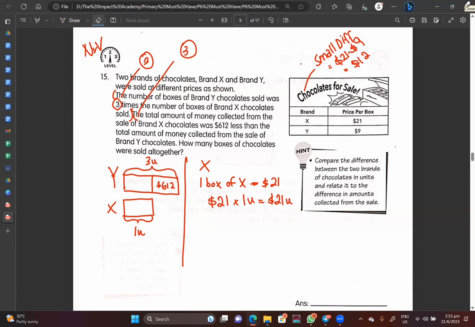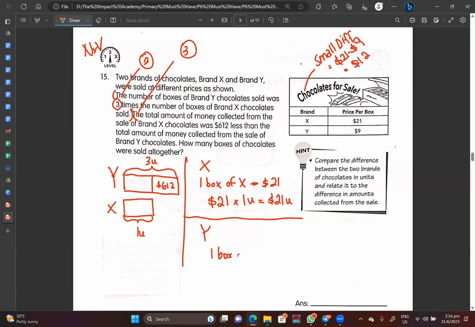I show you something. Imagine I change this to 10 boxes. What would you do? 1 box is 21, right? 10 boxes will be 21 times 10. True? 210. But in this question, they're tricking you. They just put 1 unit. You get what I'm trying to say? So what you can do is just simply say that I am going to do $21 times 1 unit, which is 1 group of box X. You agree so far? So we are going to do the same thing for Y, okay?